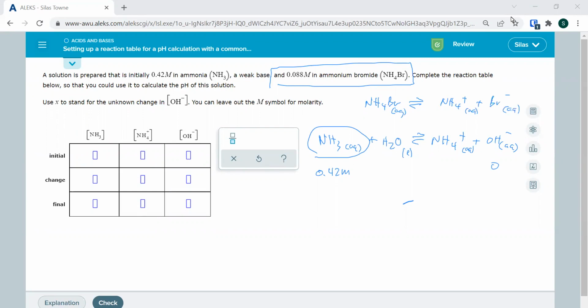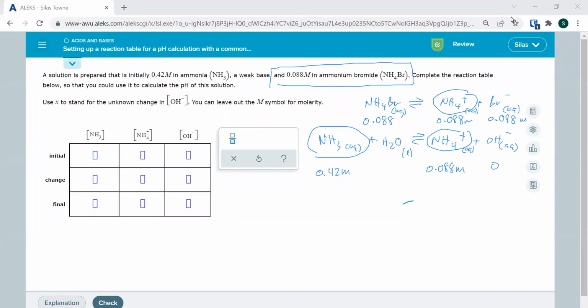So we have some of this NH4 plus in solution. If this is 0.088, we see it's a 1-to-1, so this is 0.088 of ions. So we can add that common ion.